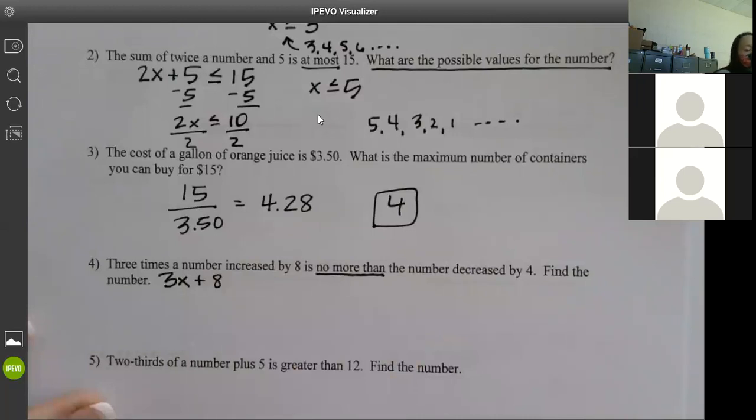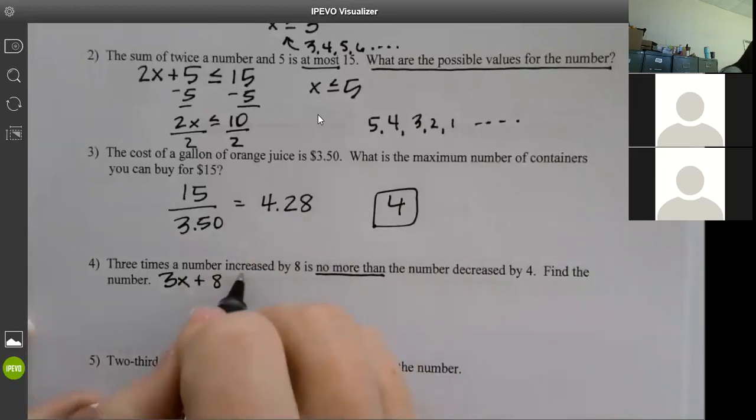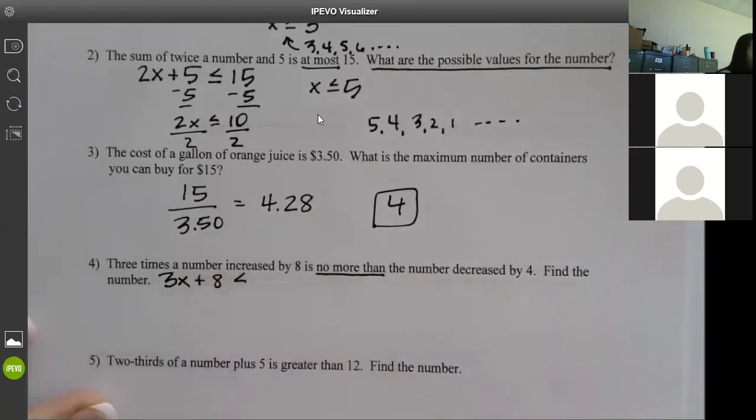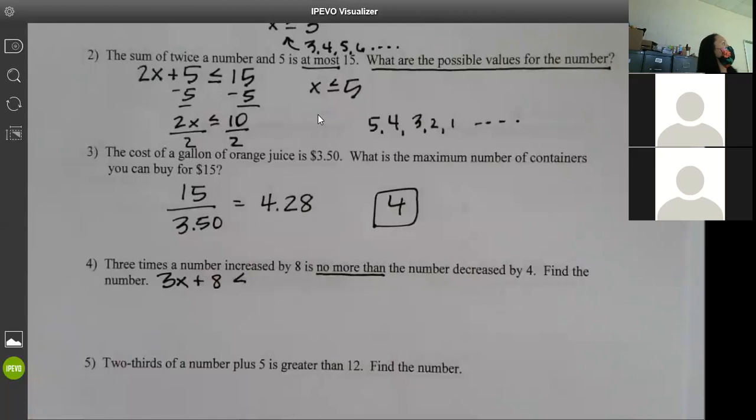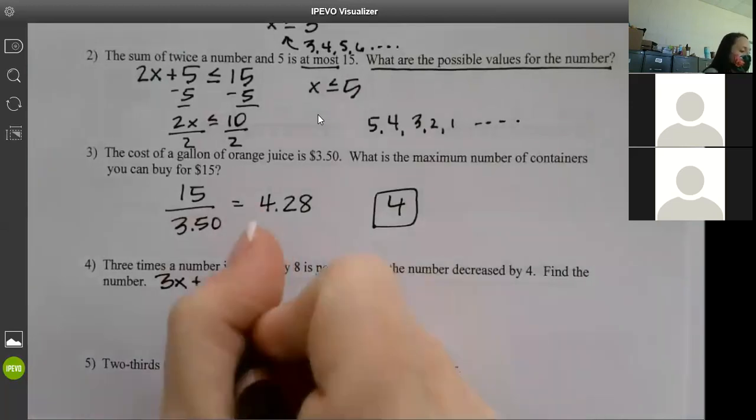If it's no more than, what does it have to be? If it can't be more, yes, it has to be less than. Can it be equal? If I tell you you have a $10 bill and you can spend no more than $10, can you spend the $10? Yes. So this one actually is going to be equal to.